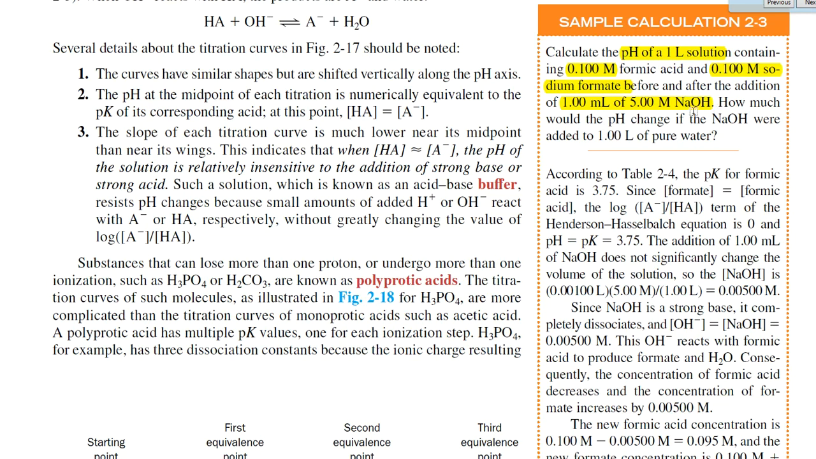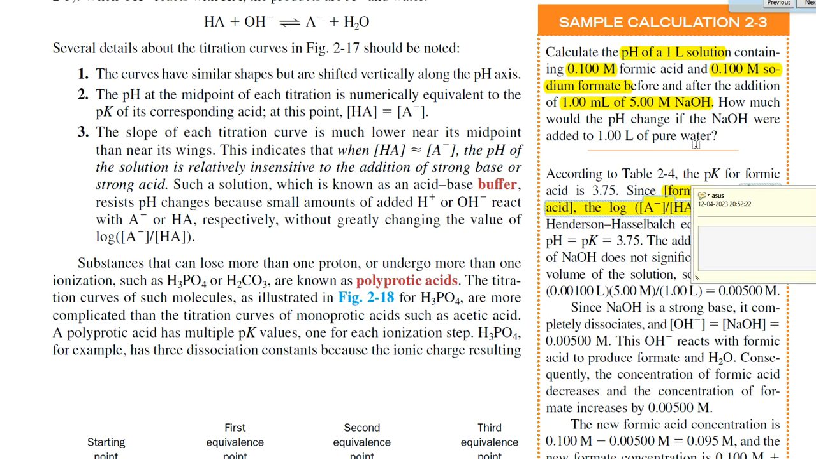First of all, let's simplify it. Using the Henderson-Hasselbalch equation, let's find the pH. We all know pH is equal to pK plus log of conjugate base by acid. The base is formate, with concentration 0.100, and the concentration of formic acid is the same. So log of concentration by concentration, since the concentration is the same, will be log 1, and log 1 is equal to 0.